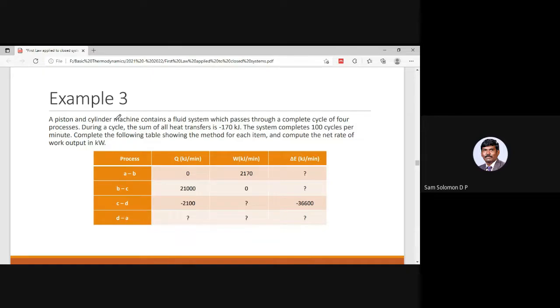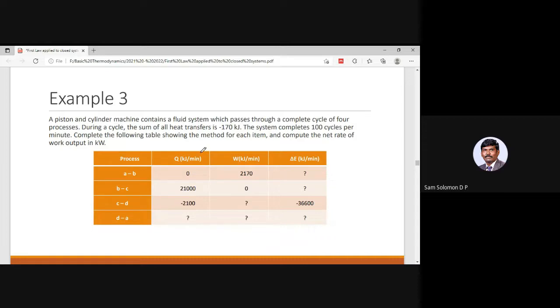So here, a piston and cylinder machine contains a fluid system which passes through a complete cycle of four processes. During a cycle, the sum of all heat transfers is minus 170 kilojoule. The system completes 100 cycles per minute. Complete the following table showing the method for each item and compute the net rate of work output in kilowatts.